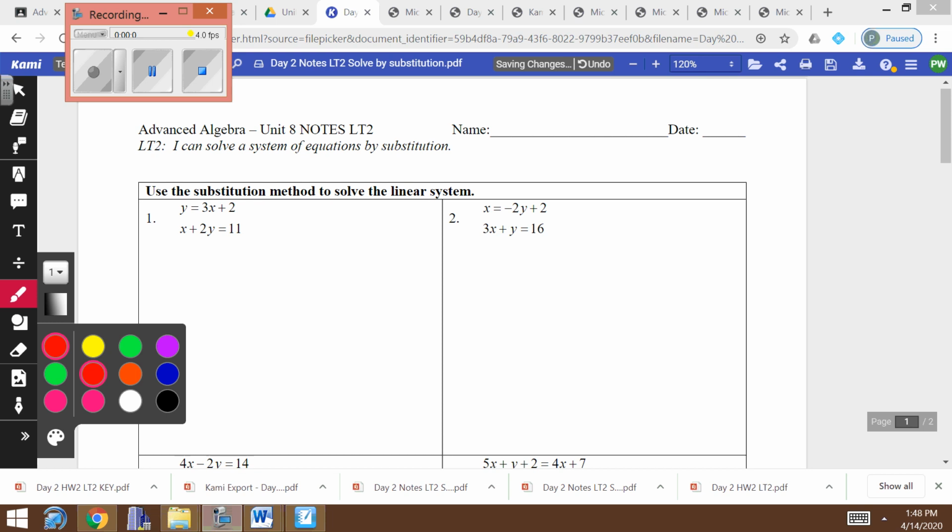Right, for today's Unit 8 notes, we're going to move on to Target 2. Target 2 is still solving systems of equations. Now we're learning a new method to solve, which is solving by substitution.